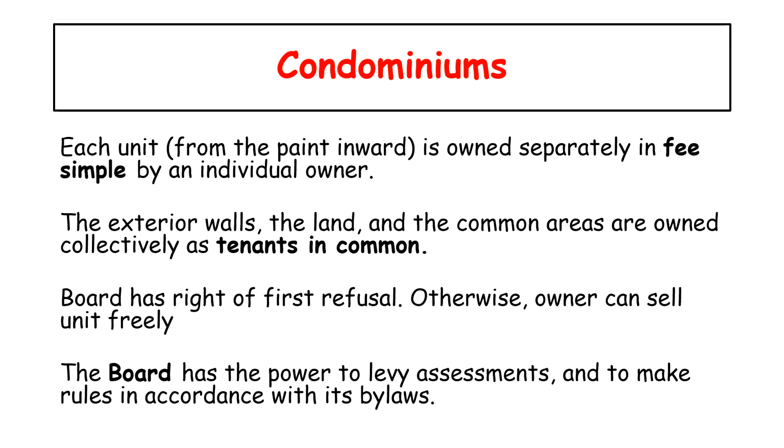A condo association will have a board, and the board has the power to levy assessments for improvements to the common areas or repairs to the common areas, and can make rules in accordance with its bylaws. Typically, the board does not interfere with the sale of condominiums. The board may and often does have a right of first refusal for the sale of any condominium, but otherwise an owner can sell the unit freely. This is a big difference between condominiums and co-ops that we will talk about in a minute.